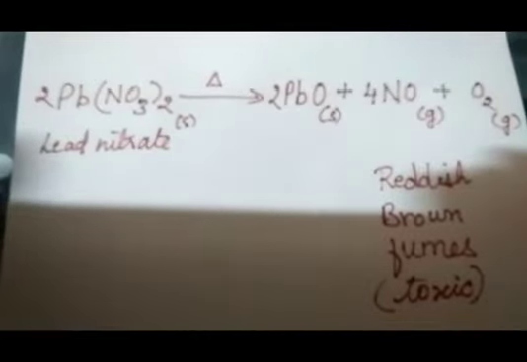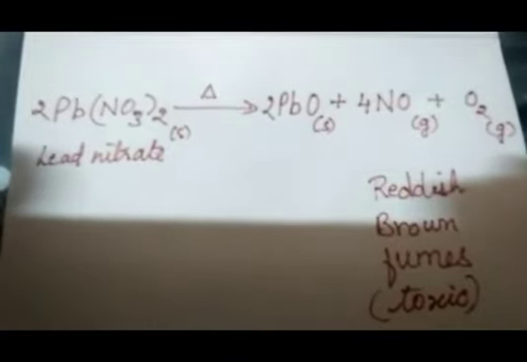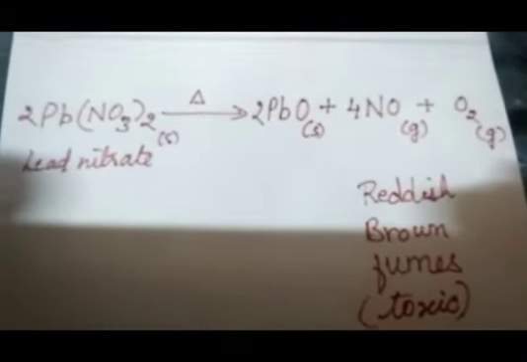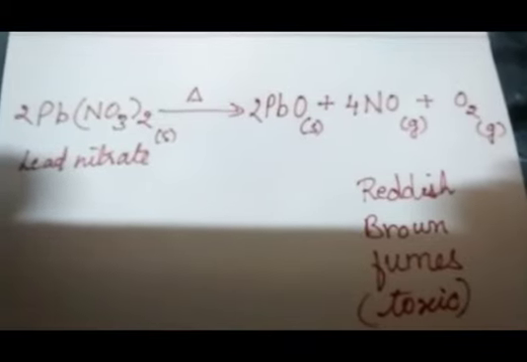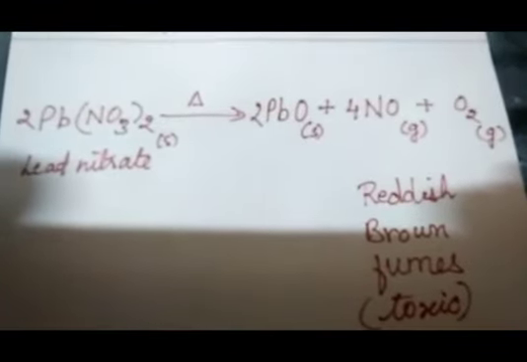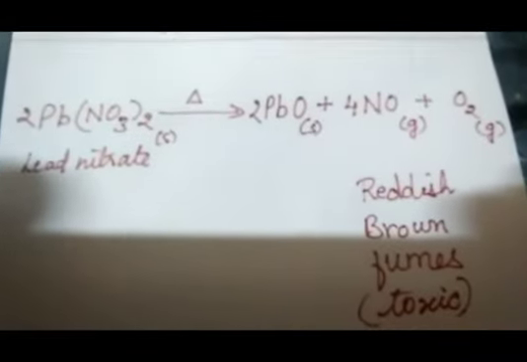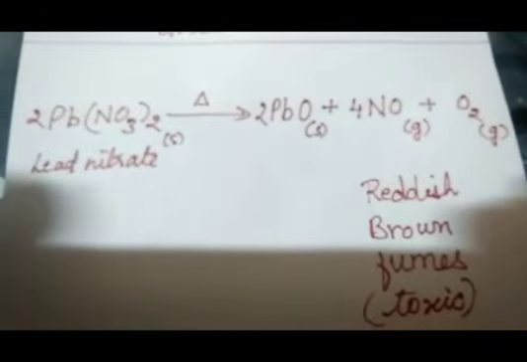The reaction is, when lead nitrate is heated, it forms lead oxide, nitrogen oxide and oxygen. The reddish-brown fume is of nitrogen oxide, which is a very toxic gas. Here, you can test that oxygen gas is evolved by bringing a burning matchstick near it.